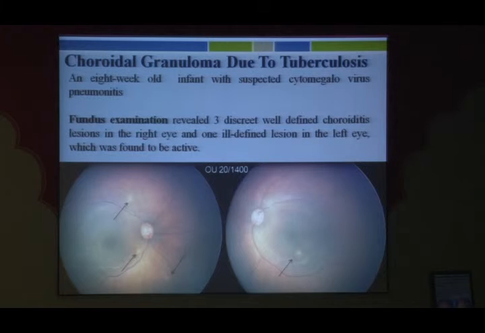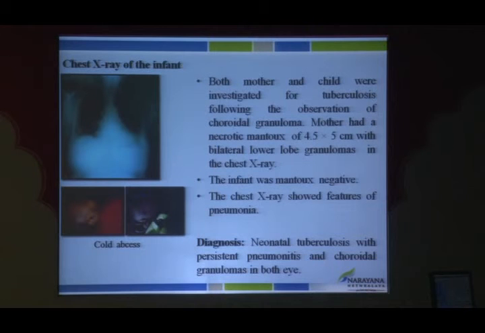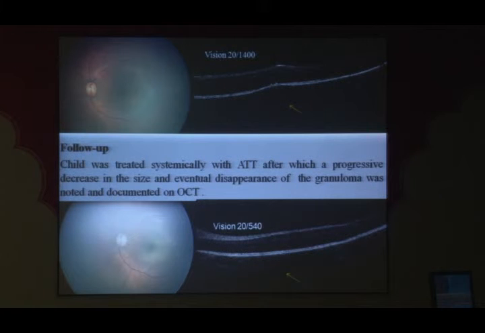Here is an 8-week-old child suspected to have cytomegalovirus pneumonitis. Fundus examination revealed 3 discrete well-defined choroiditis lesions in the right eye and 1 ill-defined lesion in the left eye. On evaluation, not only the child, the mother was also found to have active tuberculosis. Following treatment, 3 weeks later, the child developed a cold abscess. Here is an OCT showing hyperreflective echo in the outer retinal layer with a well-defined lesion, a choroidal granuloma. Following treatment with ATT, we could see complete resolution of the granuloma in this child.